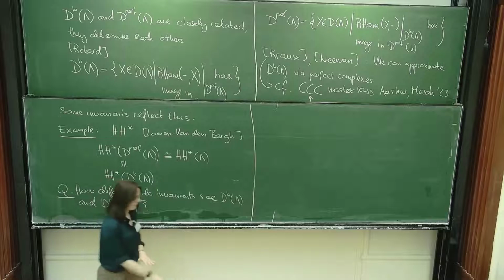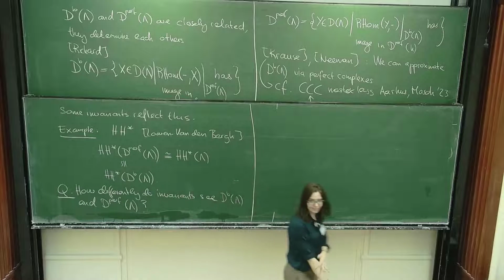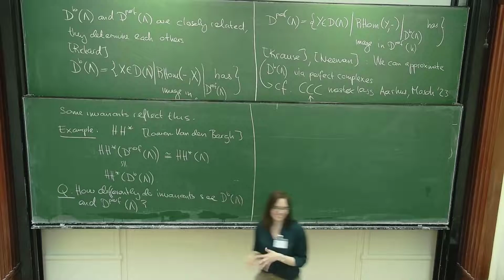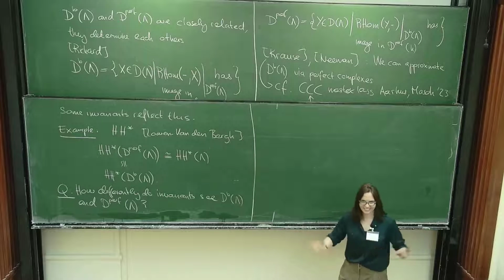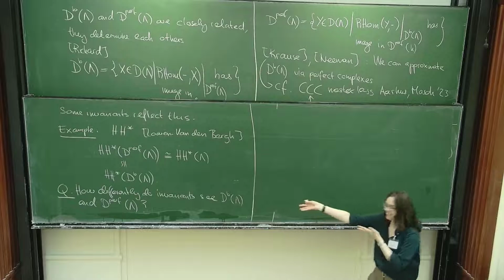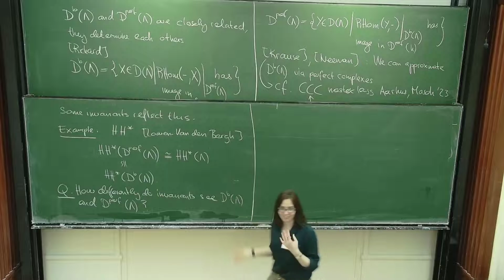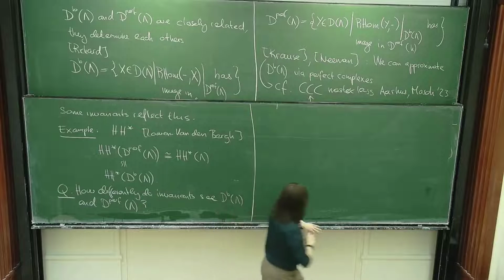And you might say that's a very general question. Surely that's a bad question. And you would be right, it is much too general. So we can't say anything about this in this generality. There are some invariants that see this, some invariants that don't see this. So let's look at some examples.